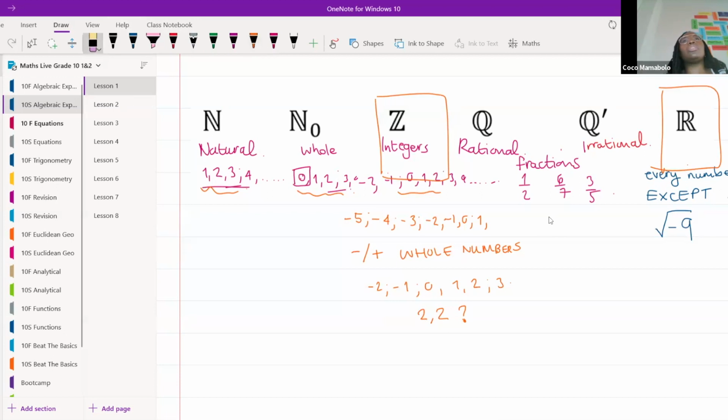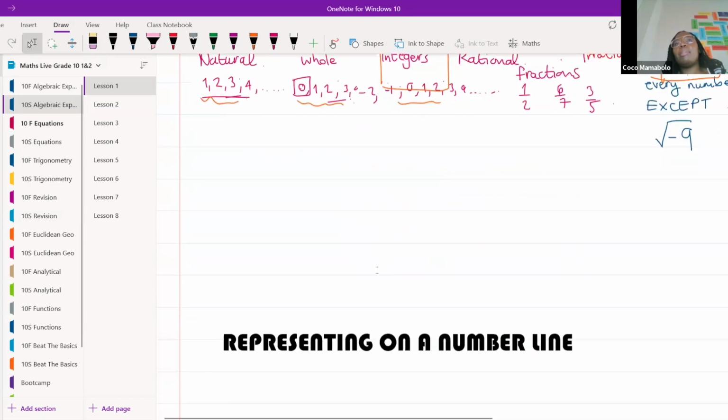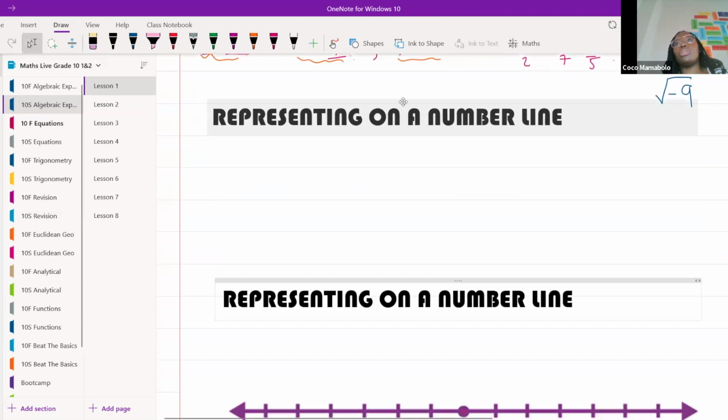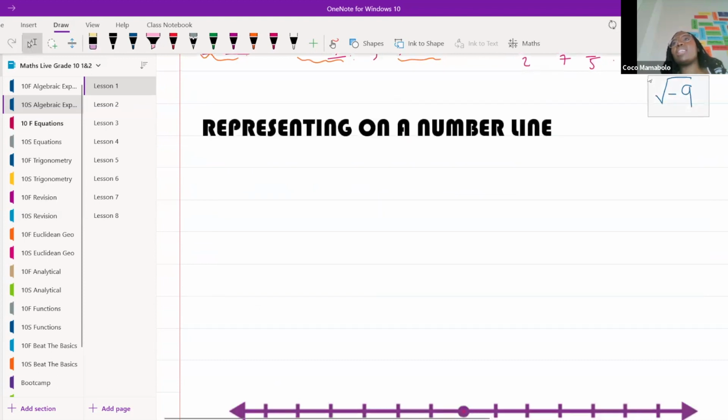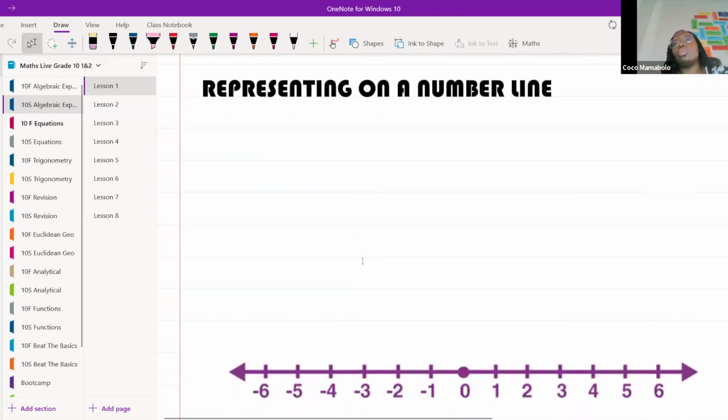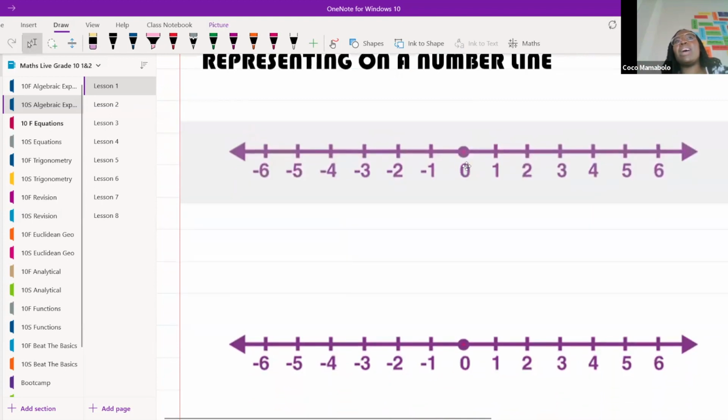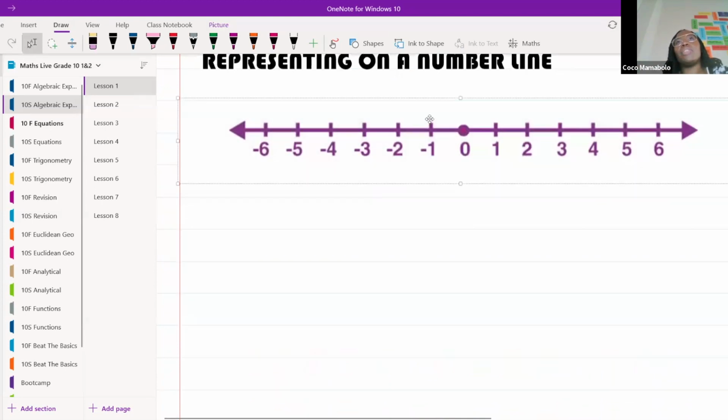And that's going to speak to what we're about to do next. We're going to be talking about how to express integers and real numbers on a number line. So I'm just going to check with you guys. Give me a thumbs up in the chat if you've already done this at school. Give me a thumbs down if you haven't, and this is the first time you're going to see what I'm about to tell you.